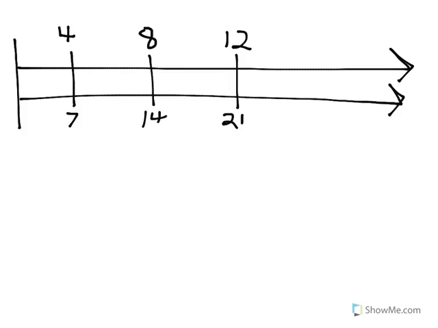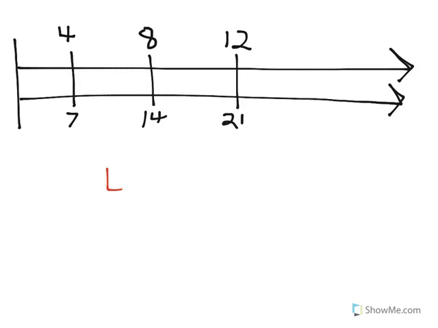Hello everyone, this is an example of the double line diagram. This is just another way to express ratios. You might see that we have a ratio right here, 4 to 7, 8 to 14, 12 to 21. Those are three equivalent ratios.